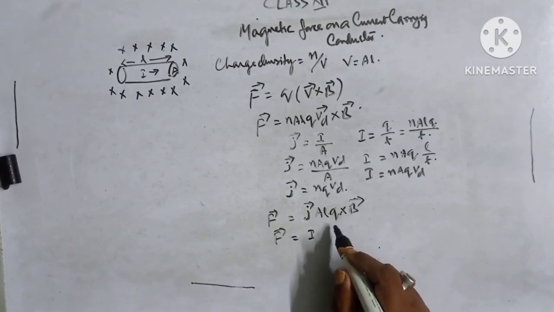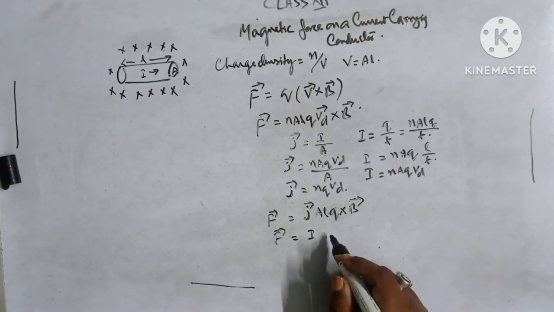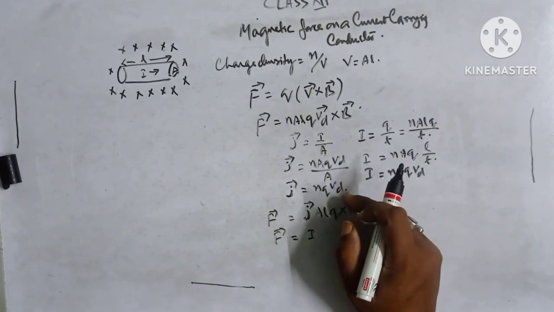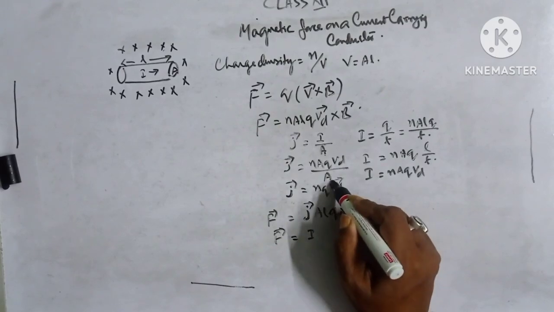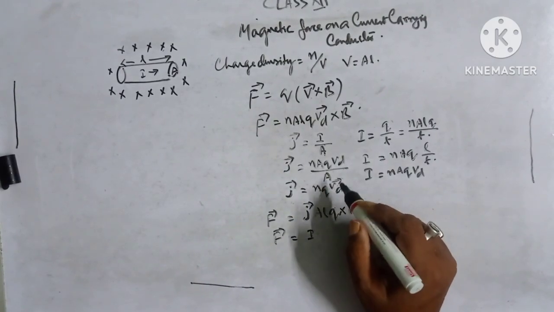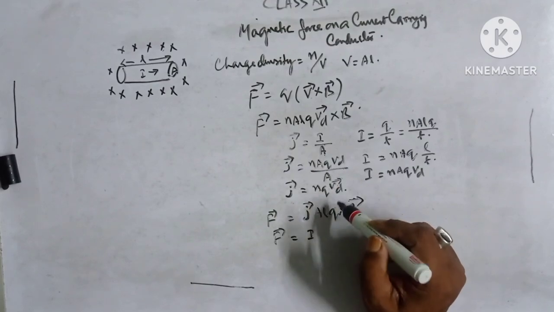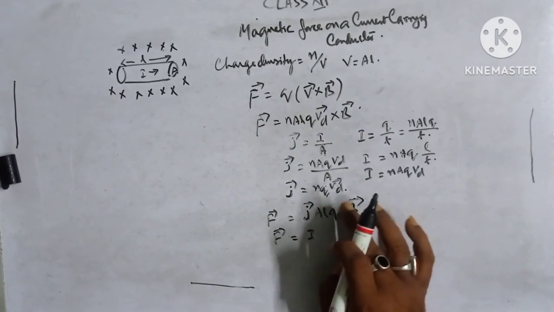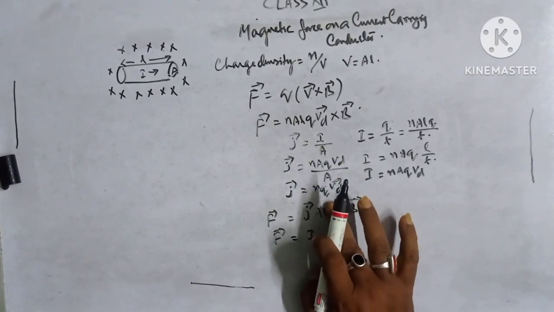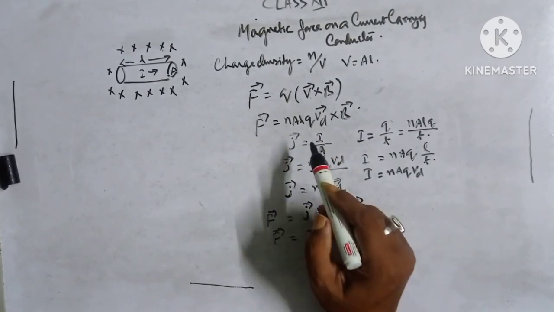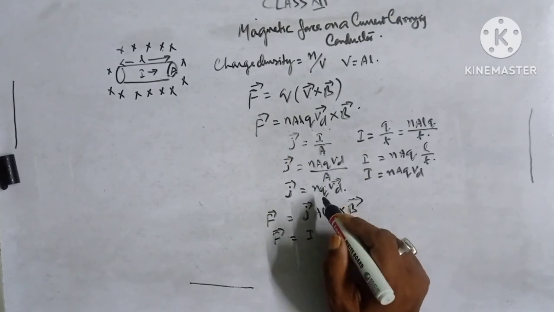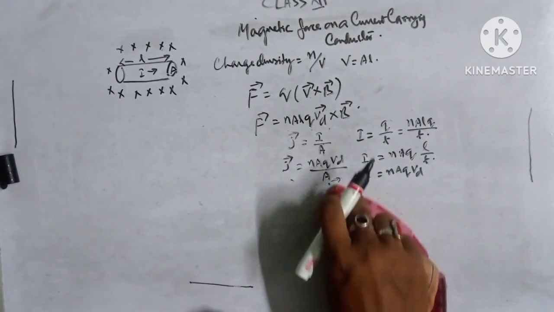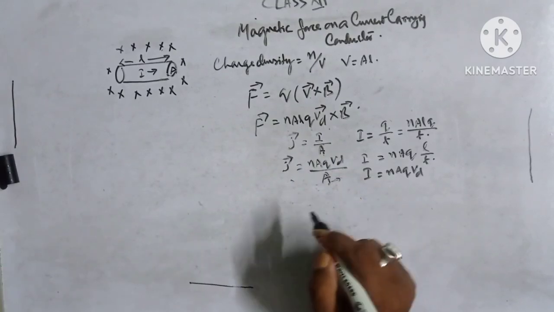Where is the Q? Why is Q there? See, your J is nqVd, where Vd is your drift velocity. When you place it here, it will be nq. So here is your nqVd. You can see nq and Vd here. Let me write it again. You can see one thing: what is J?